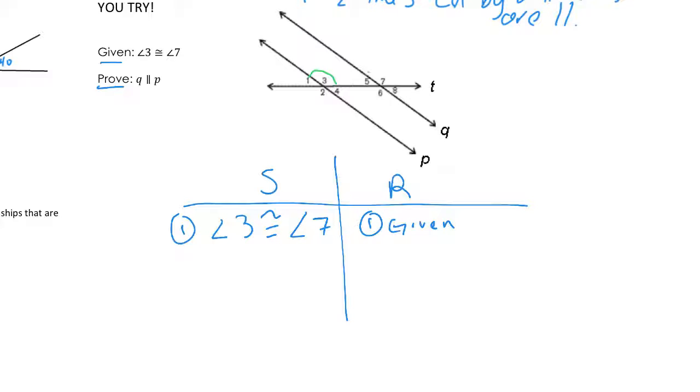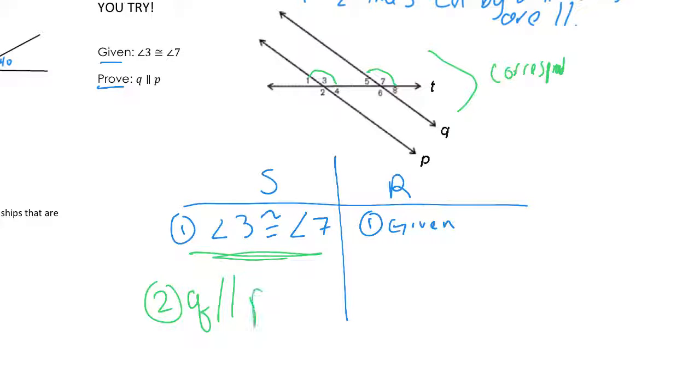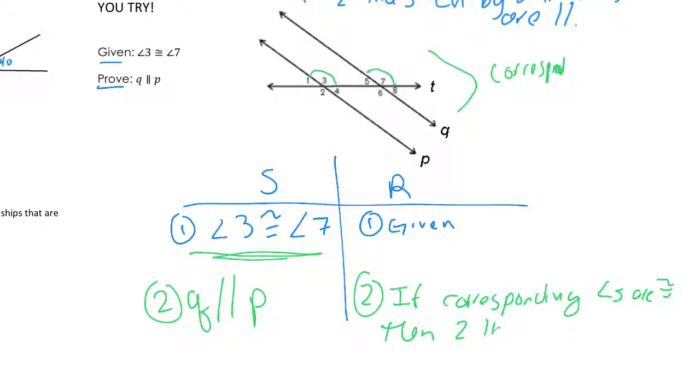So step 2. All right, let's look at angle 3 and angle 7, and they're equal. What kind of angles are those? Oh, those are corresponding. Well, I know if my lines are parallel, corresponding angles are congruent. So they're congruent. So step 2 is, oh, my lines must be parallel. Q is parallel to P. Because if my corresponding angles are congruent, then two lines cut by a transversal are parallel.